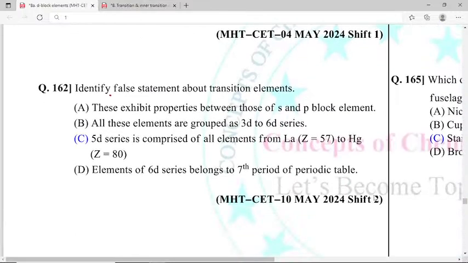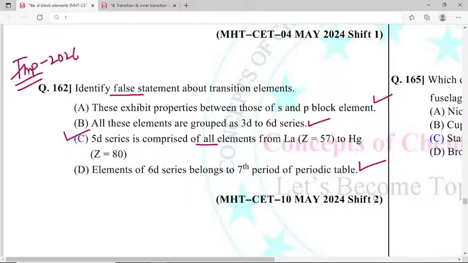Identify the false statement about transition elements. These elements have properties between those of s and p block elements, correct. All these elements are grouped as 3d to 6d, correct. The 5d series comprises all the elements, not all elements, so this is false. Elements of the 6d series belong to the 7th period, correct. This is an important question for the 2026 exam.